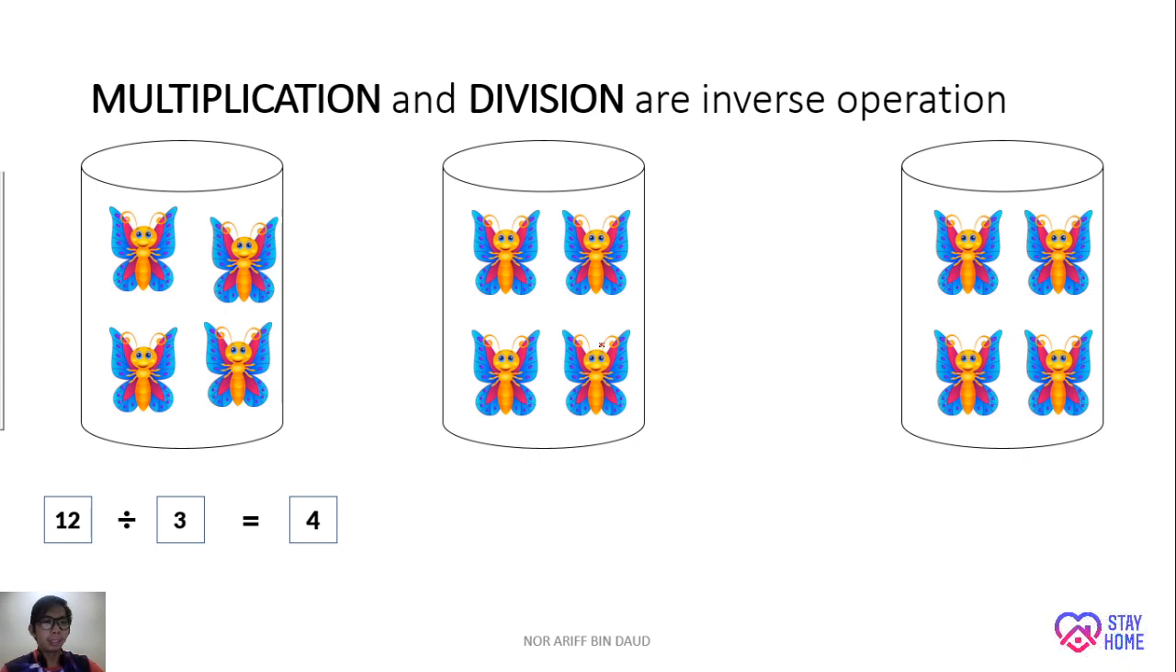So now in multiplication, the first thing you must put in front is the group first. How many groups? 3 groups of butterflies times how many butterflies in each group? 4 butterflies in each group. And how many butterflies here altogether? 12. It's very easy to understand actually.